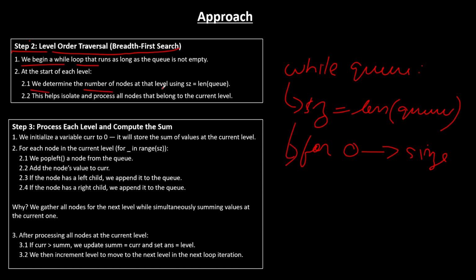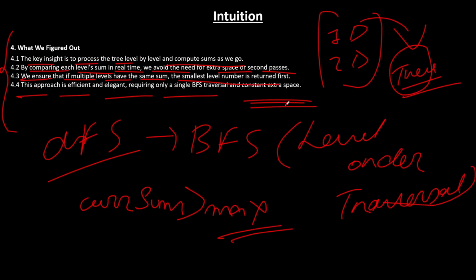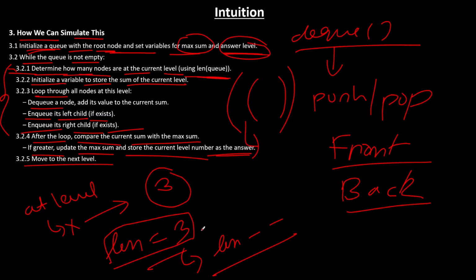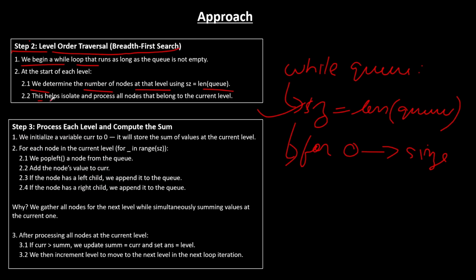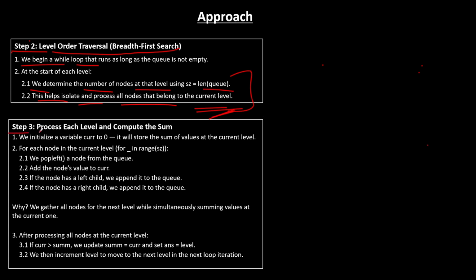We determine the number of nodes at each level using this. If you remember, I explained it earlier in this particular case. After that, this helps us to isolate and process all nodes that belong to the current level. This is the concept which we discussed earlier. Now at step 3, we process each level and compute the sum. Okay, this is the main concept.